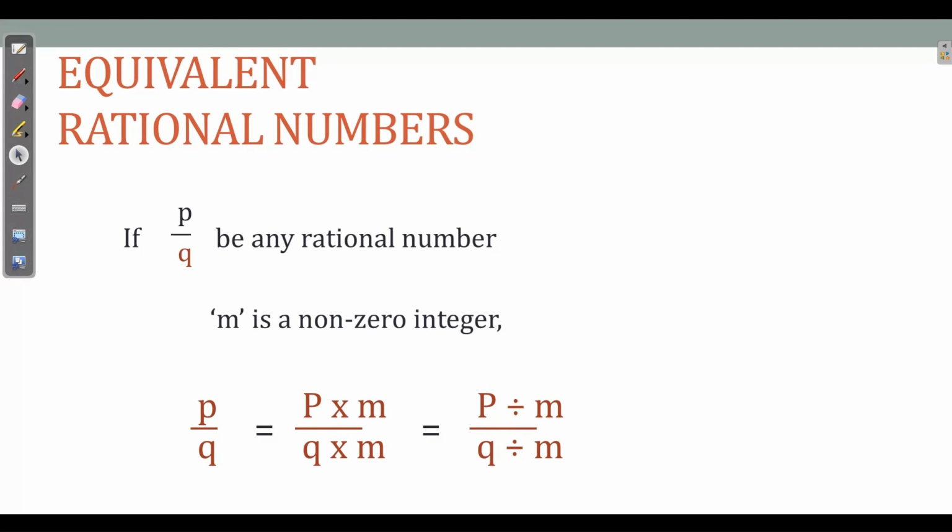If we perform this, whatever result we get, all of these would be equivalent to the initial p by q rational number. Let us understand this with an example.